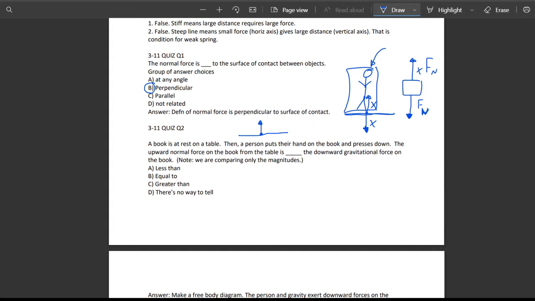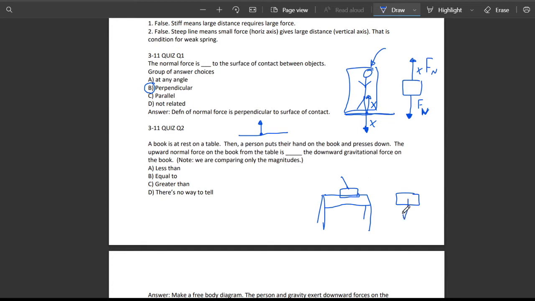Moving straight along here, 3-11-2 asks, a book is at rest on a table. Then a person puts their hand on the book and presses down. The upward normal force on the book from the table is blank the downward gravitational force on the book. So let's draw out a free body diagram. We have this table. I don't know how it's standing, but it's standing. And we have a book on it. Let's imagine that book is right at the edge, and then someone has their hand straight on it there. What are the forces acting on that book?